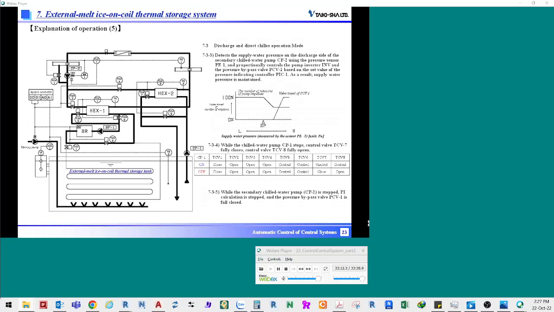Supply water pressure control during discharge and direct chiller operation mode, and actions carried out when the pump stops are the same as those carried out during discharge mode.